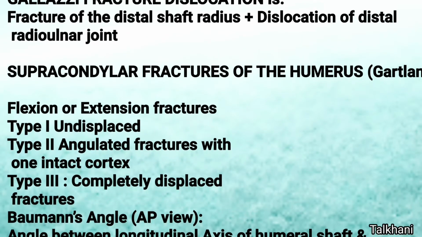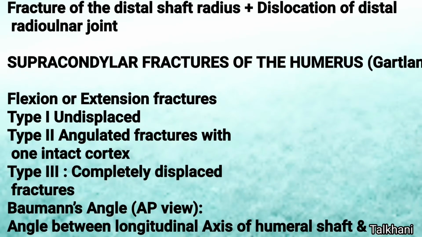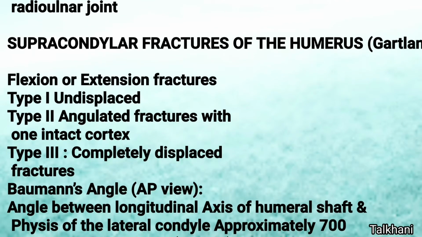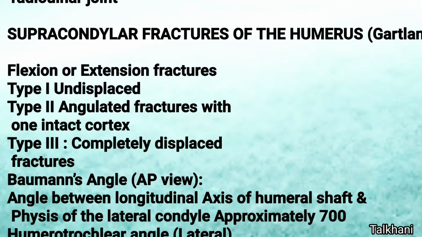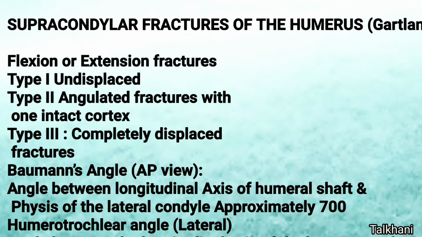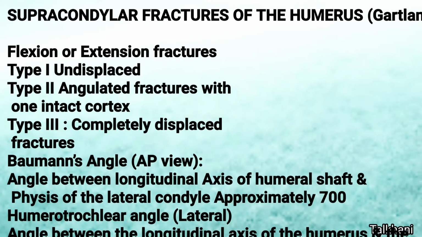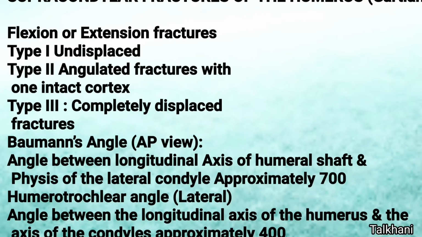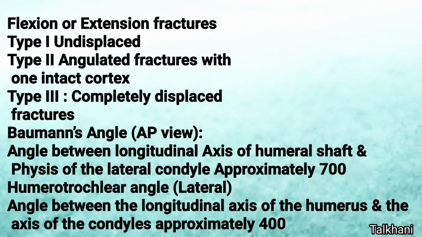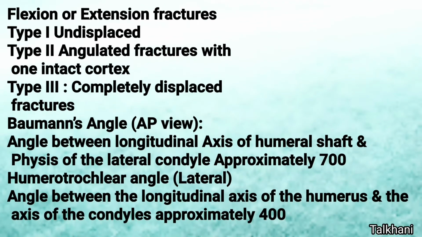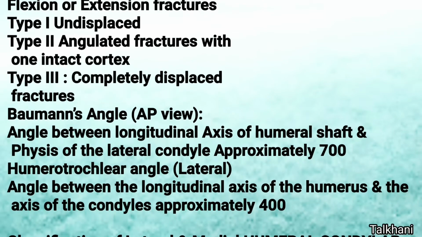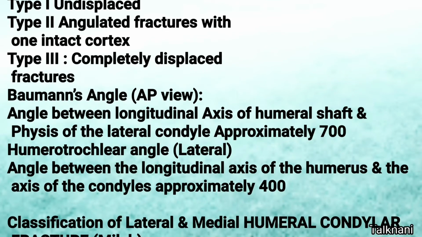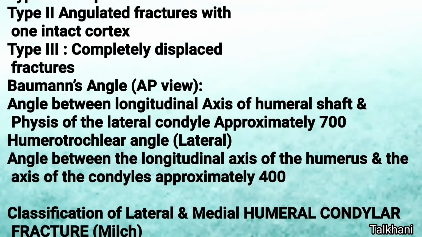Gartland has classified supracondylar fractures of the humerus in children as flexion or extension fractures. Each type is subclassified as: type 1, undisplaced supracondylar fractures; type 2, angulated fractures with one intact cortex; type 3, completely displaced fractures. Type 3 extension type is further classified as posteromedial and posterolateral.